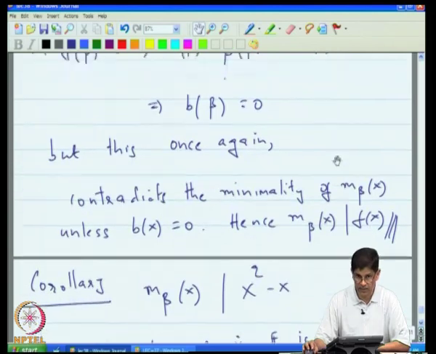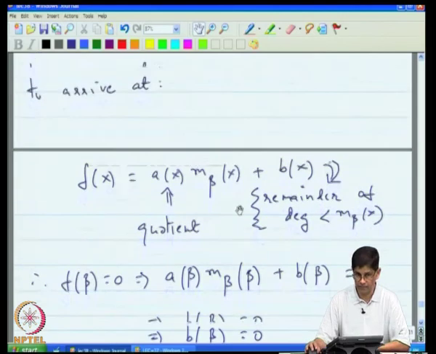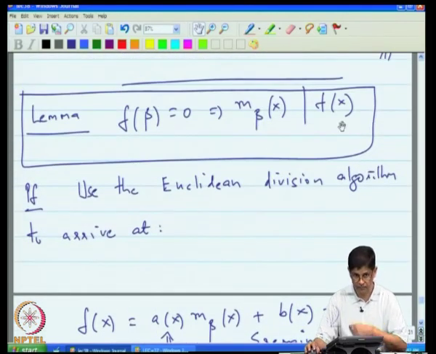So, the only possibility is that b of x must actually be 0, but then when b of x is 0 and you look at this equation, you see that m beta of x must divide f of x. Okay, so, that is the claim of the lemma.